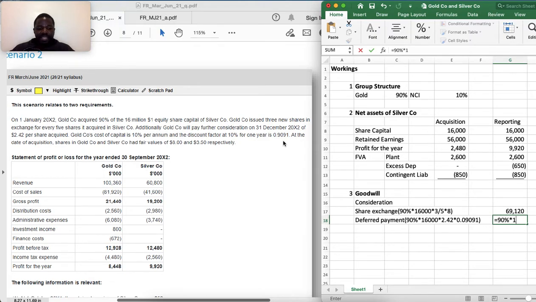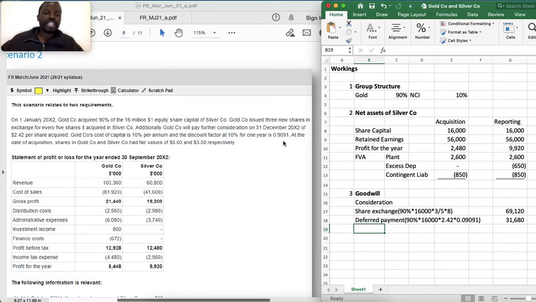multiplied by 16,000, we get the number of shares that were acquired. For each share we need to pay $2.42. Then we discount that to 1 January, we get that figure. Please note, when we make a deferred payment, we need to unwind the interest, unwind the discounting. Then now we can have our NCI.